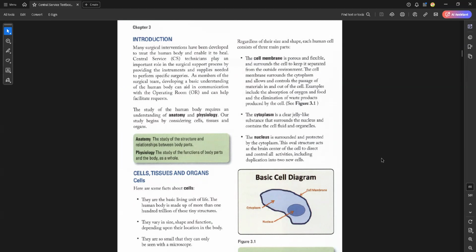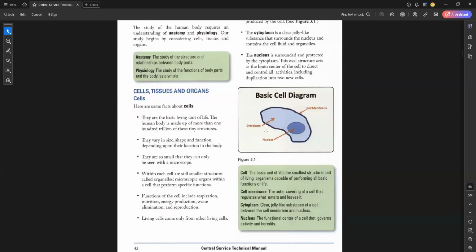Well, many surgical interventions have developed to treat the human body and enable it to heal. As I said, it's about the human body. We are not in the veterinary where we are going to talk about animals. So these are human things. Now, anatomy and physiology. We begin with cells. We have cells, tissues, and organs.